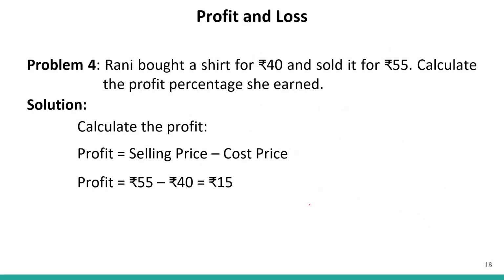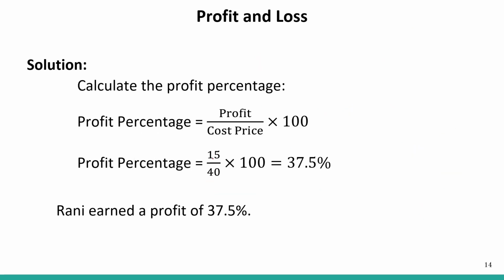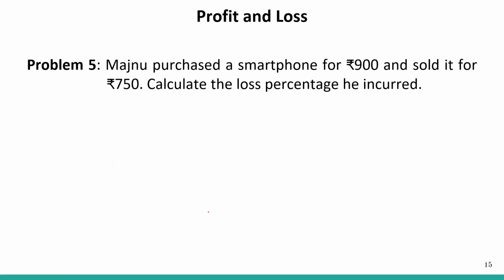Okay. So this is 15 here. Okay. So profit percentage is equal to profit by cost price into 100, right? So profit percentage will be 15 by 40 into 100. So that is equal to 37.5%. Okay. So Rani earned a profit of 37.5%.